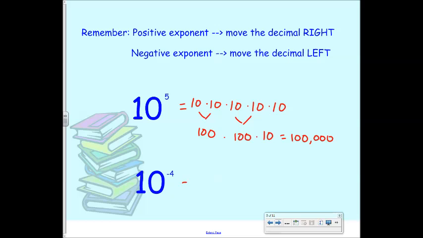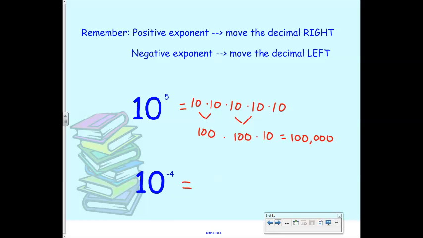Now, what would 10 to the negative 4th power be? Would it be negative 10, negative 10? It wouldn't be negative 10, negative 10. It would turn to a positive. Maybe you just do 10 times 10 times 10 times 10, and then the answer would be negative. Not quite. Think back to what we did yesterday.